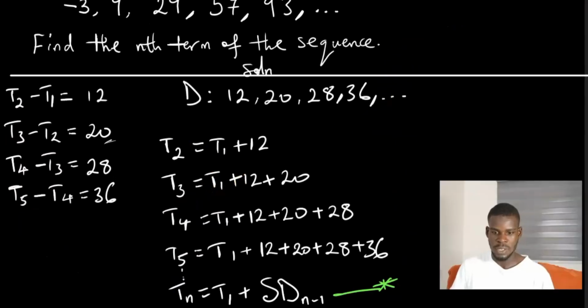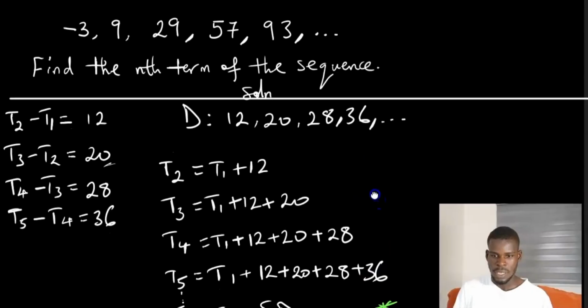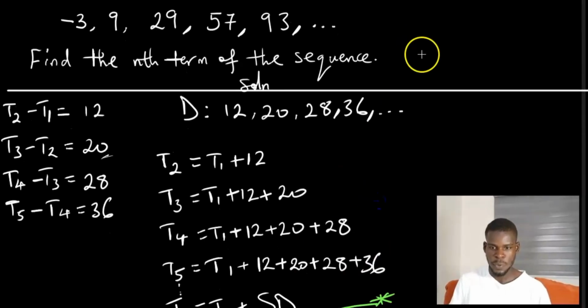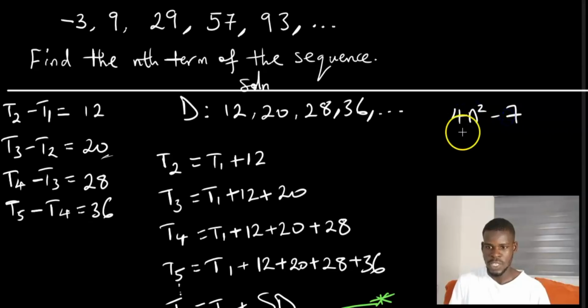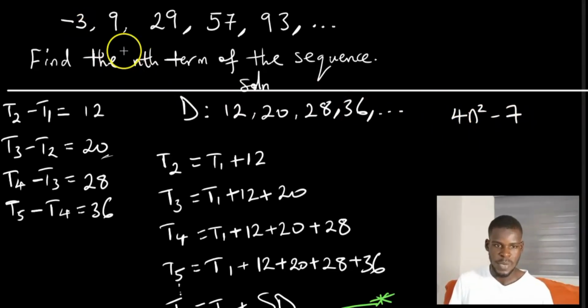So I'm just going to write out here 4n squared minus 7. So let's test. When n is 1, what happens? We're going to have 4 minus 7, which is negative 3. Okay, when n is 2, 2 squared is 4, times 4, 16. 16 minus 7 is 9.